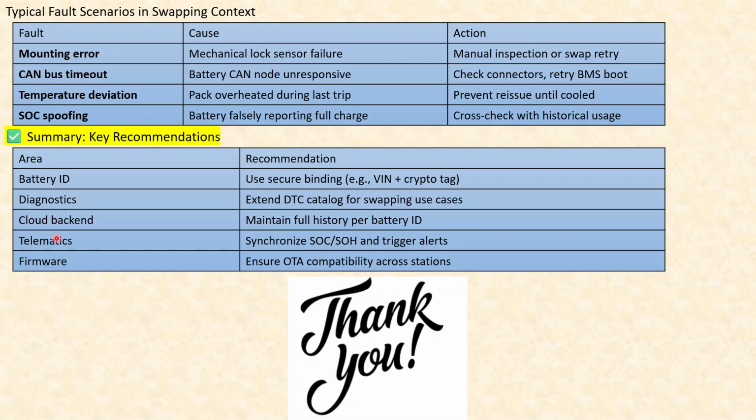Okay, now let's talk further about typical fault scenarios in the swapping context. First, what is the major fault? Mounting error: mechanical lock sensor failure, with manual inspection or swap retry. Coming to CAN bus timeout, the battery CAN node is unresponsive, so check connectors and retry BMS boot.